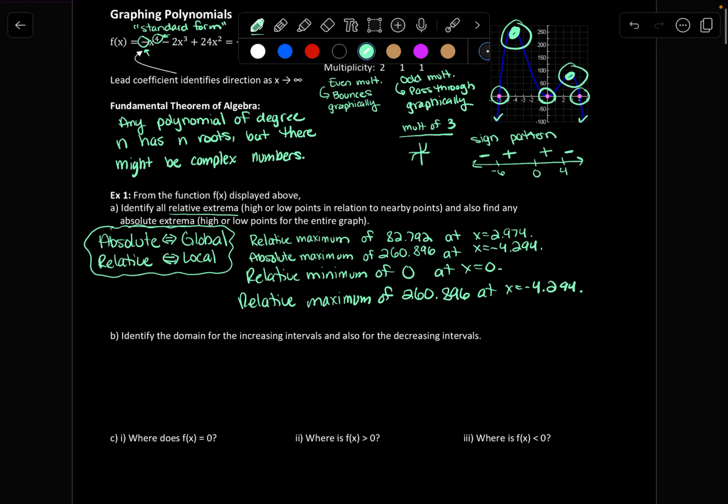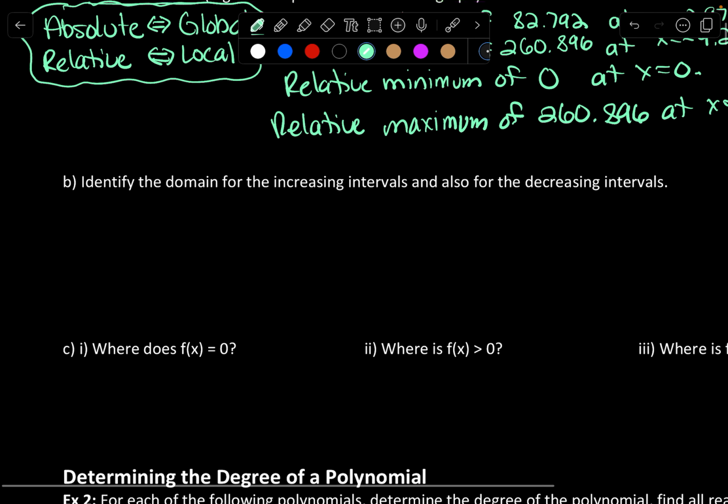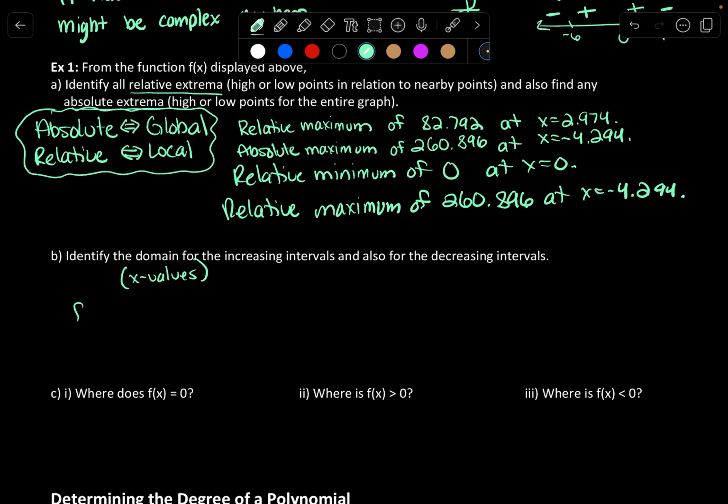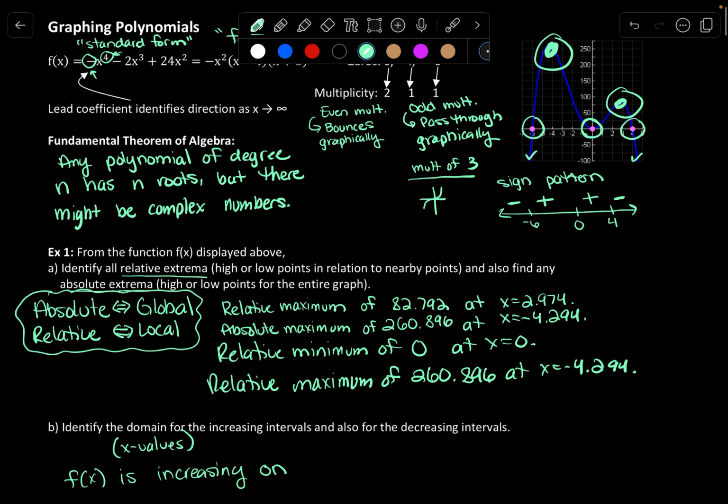Sorry about that. All right, part B says identify the domain for the increasing intervals and also the decreasing intervals. So your relative extrema are going to help create the intervals for this, all right? And this should be your x values. The domain will be your x values. So f of x is increasing, and you should write these as a statement as well in interval notation or inequality notation.